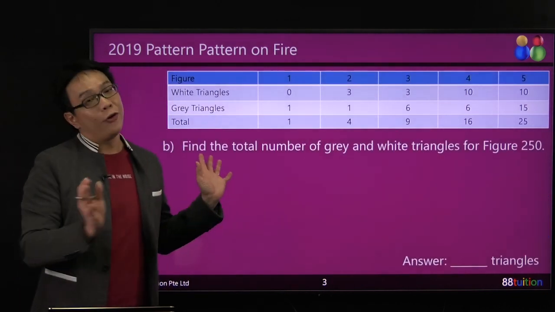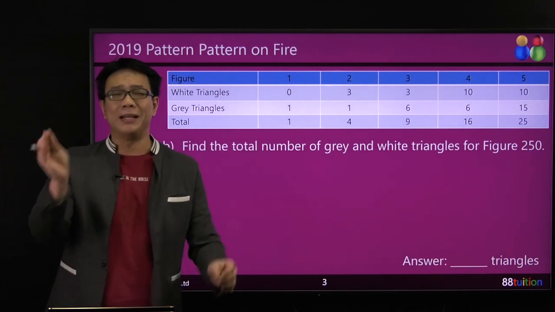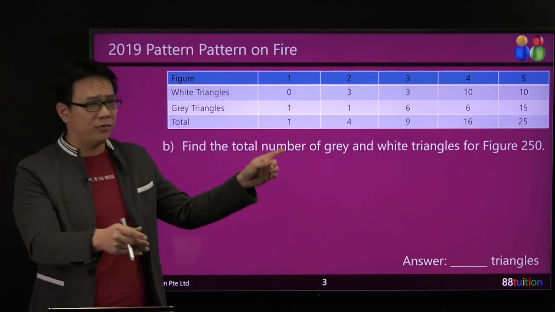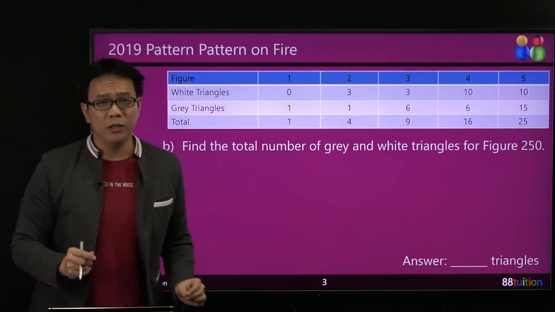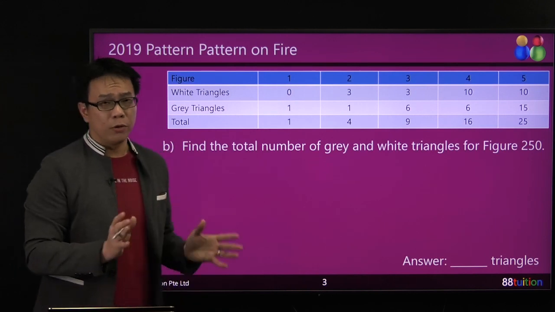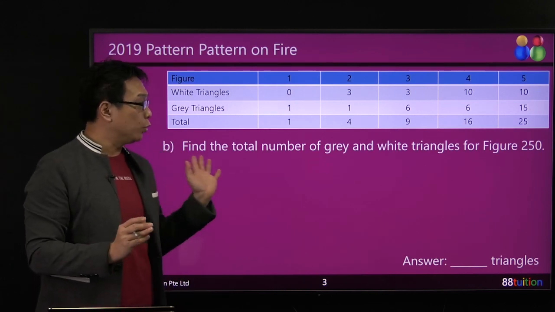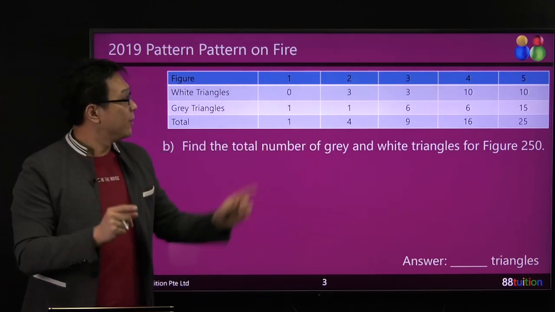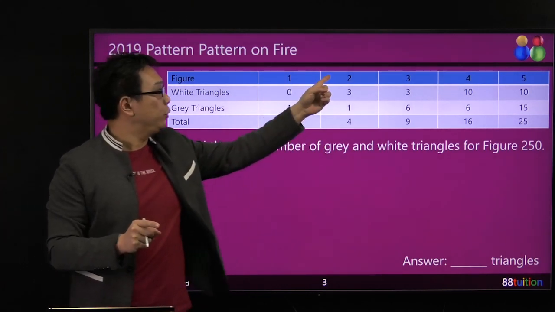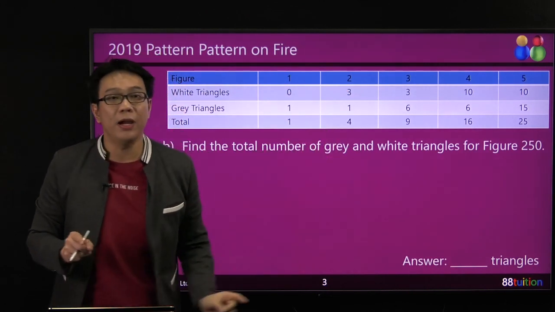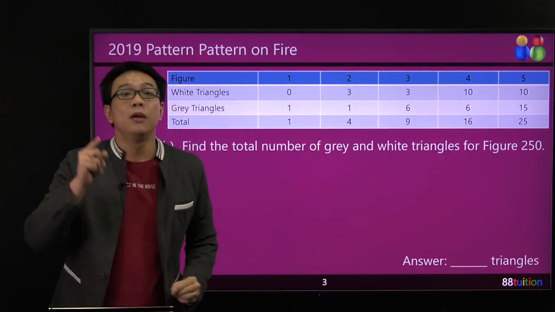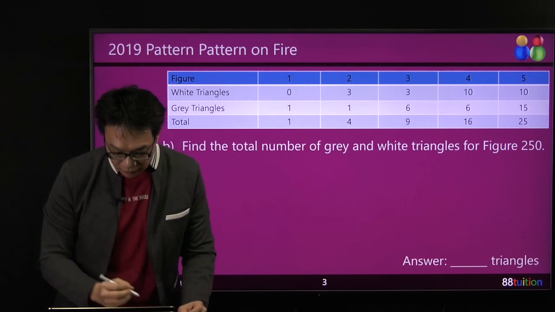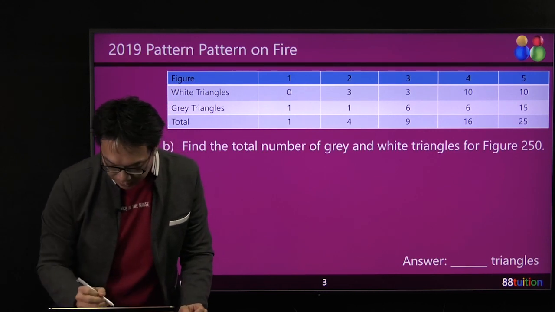Down here, focus on the table already. Don't have to look at the diagram. Don't have to go and draw figure 250. Please. Don't go and draw figure 250. You go crazy. The teacher will go crazy also. So down here, you're supposed to find the total number of grey and white. So you're looking for the total. So there's a pattern for you. So 1 times 1, 1. 2 times 2, 4. 5 times 5, 25. Figure 250. 250 times 250. Very good. That will secure your second mark.